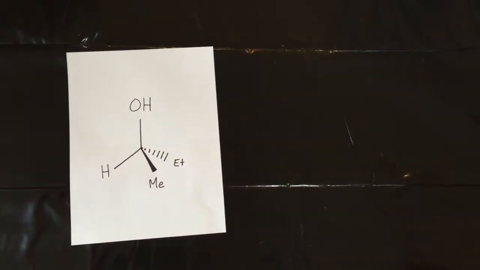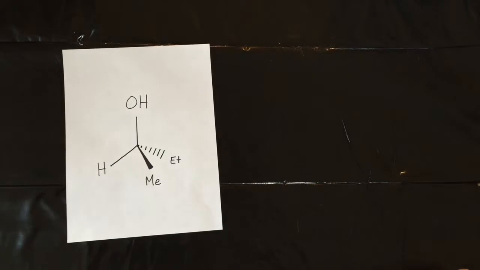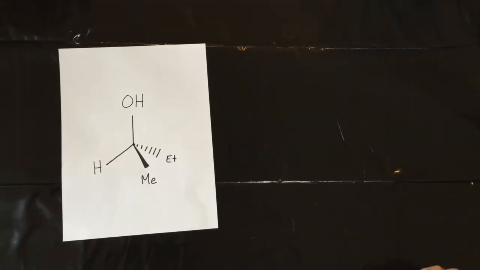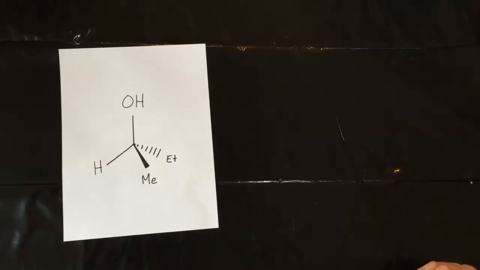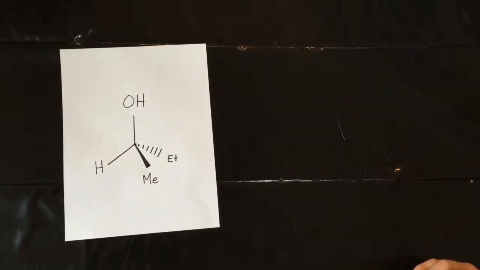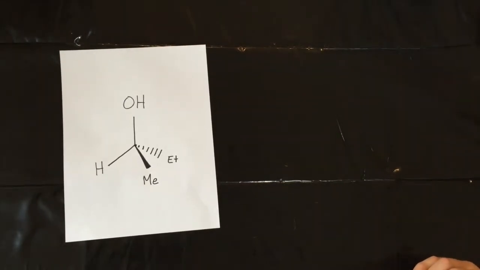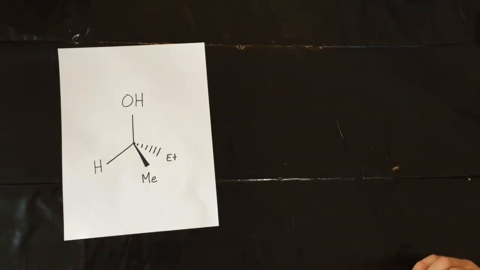Say you're given a model in the wedge and dash projection. You can make this go from a 2D model to a 3D model just by using your fingers. We do this by looking at what the different lines, wedges, and dashes mean. The straight line shows that the OH and the H are in the plane.